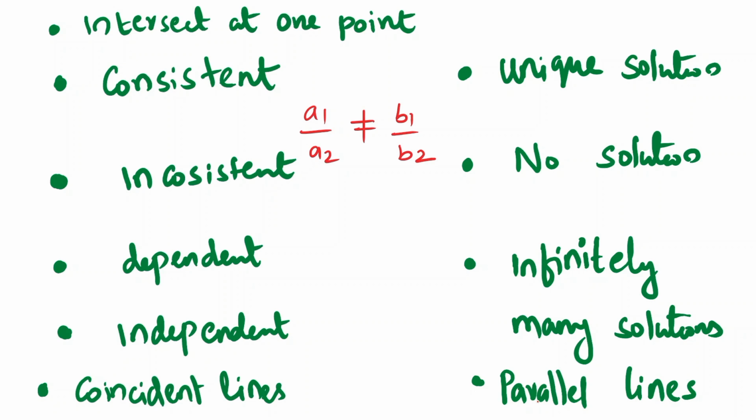Please help me to put a tick mark here for the correct choices. Intersect at one point? Yes, absolutely. Consistent? Yes, we are getting a solution, right? Inconsistent? Wrong. Dependent? No, it is intersecting at one point and they are not equal, so not dependent. It's independent. Coincident lines? No.